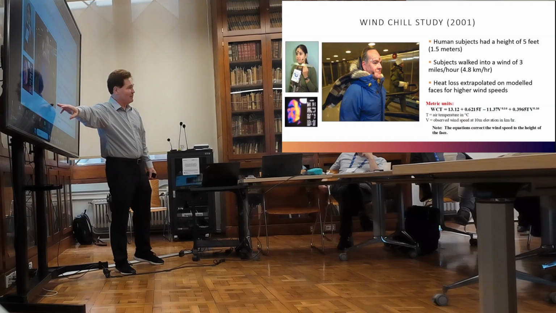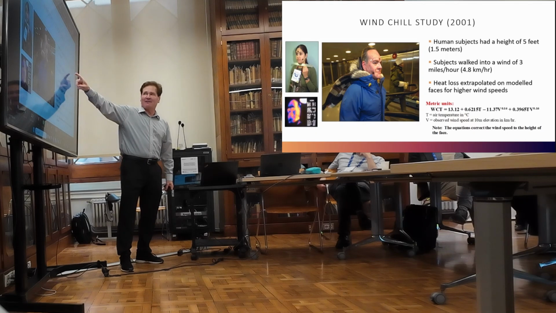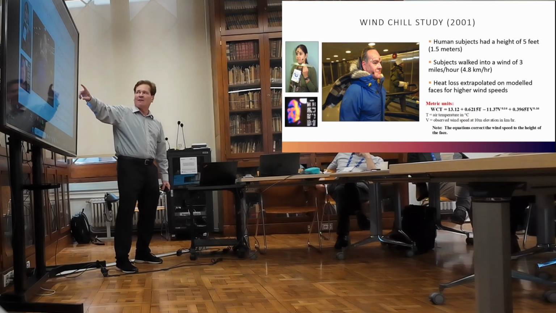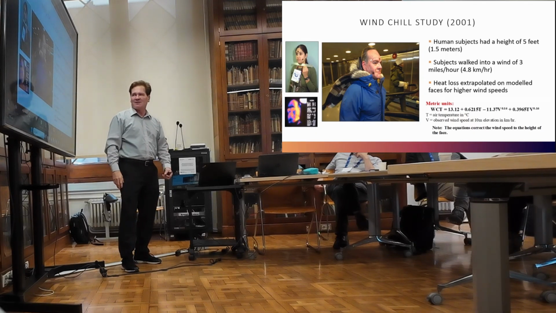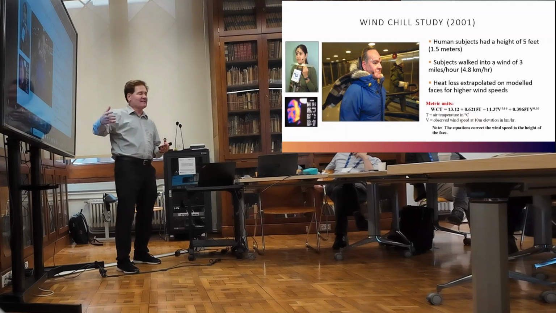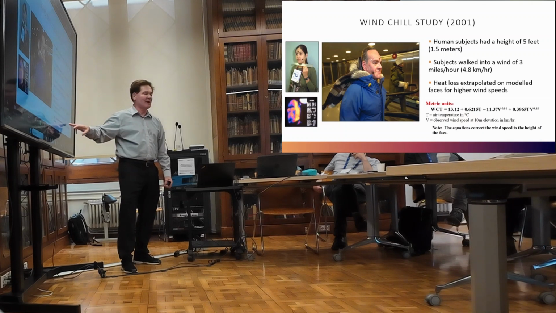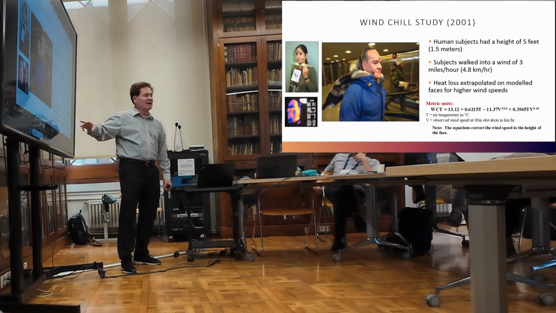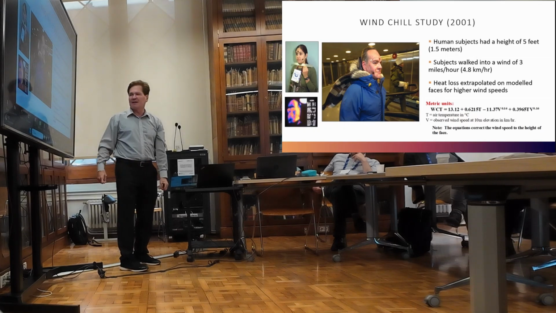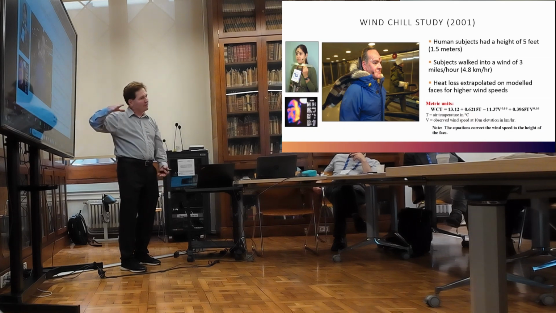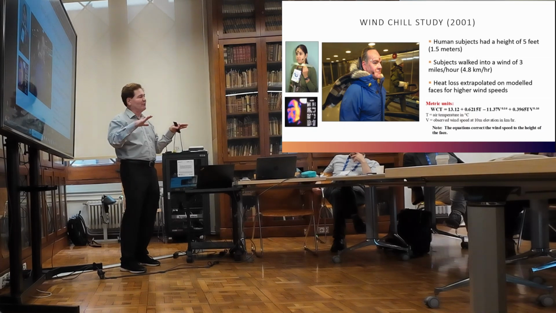Up in Canada, they had people in wind tunnels, and all the subjects had to have a height of 5 feet. They had them walking into a wind just 3 miles per hour, so 4.8 kilometers per hour. They were trying to find out how much heat loss there was. Here's the formula they came up with in metric units. They also had to correct for the fact that winds are measured at 10 meters. They included a little bit of a formula to reduce that to ground level, because they wanted to see what people felt like on the ground.